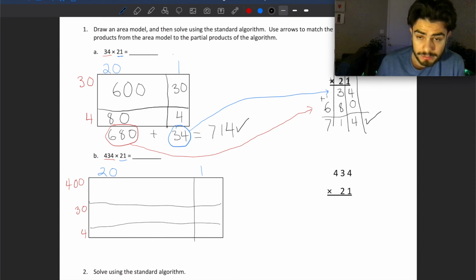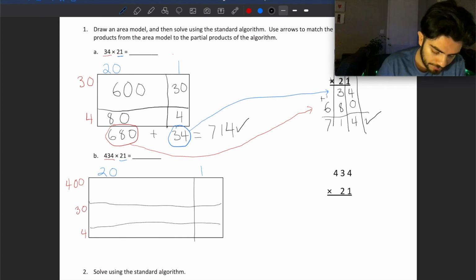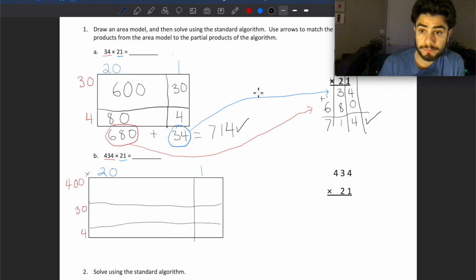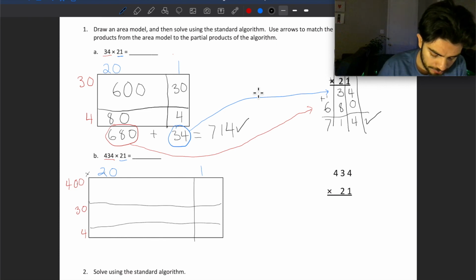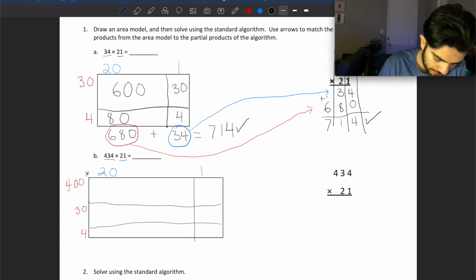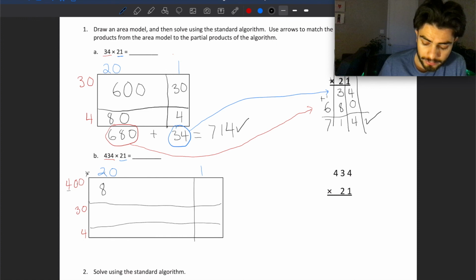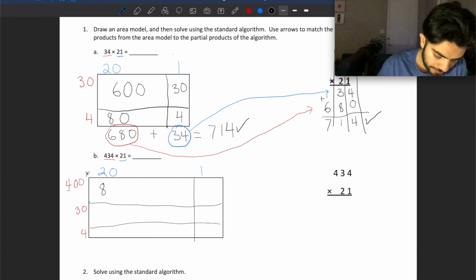Okay, now your next step is to simply just multiply. Now here you have 400, put a multiplication sign there, 400 times 20. Now all we're going to do is just multiply these. An easy way to multiply these is to simply do 4 times 2, which will give me 8, and then add all of your zeros to your answer. So you got 1, 2, 3 zeros.